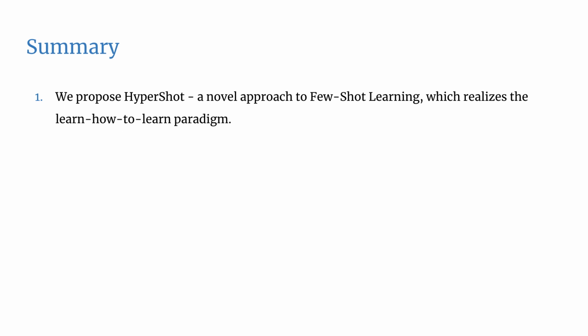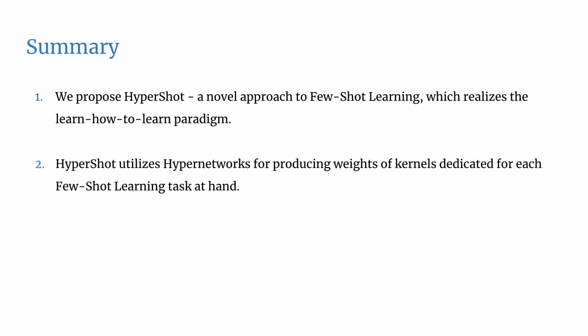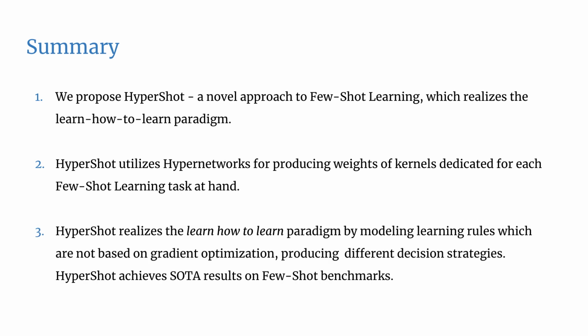Let's do a quick summary. We proposed a novel few-shot learning method called HyperShot. HyperShot combines hypernetworks and kernels for producing a specific set of weights for each few-shot task. Finally, HyperShot is able to produce different decision strategies than typical meta-learning methods based on gradient optimization, and as such achieves state-of-the-art results on a variety of few-shot benchmarks.